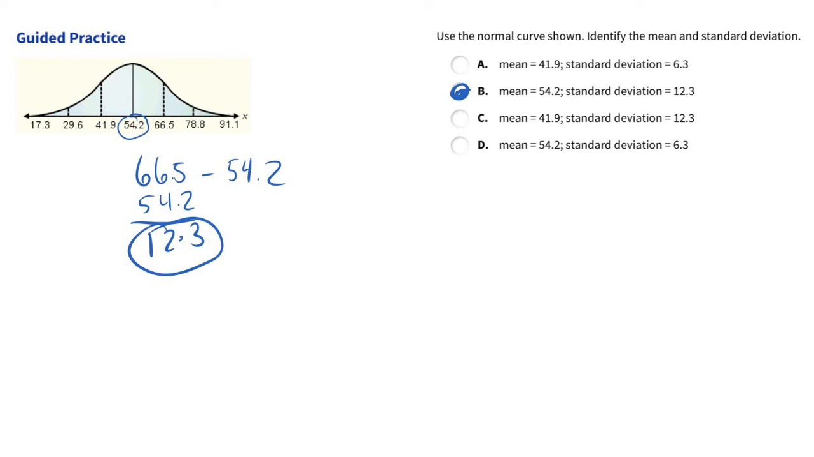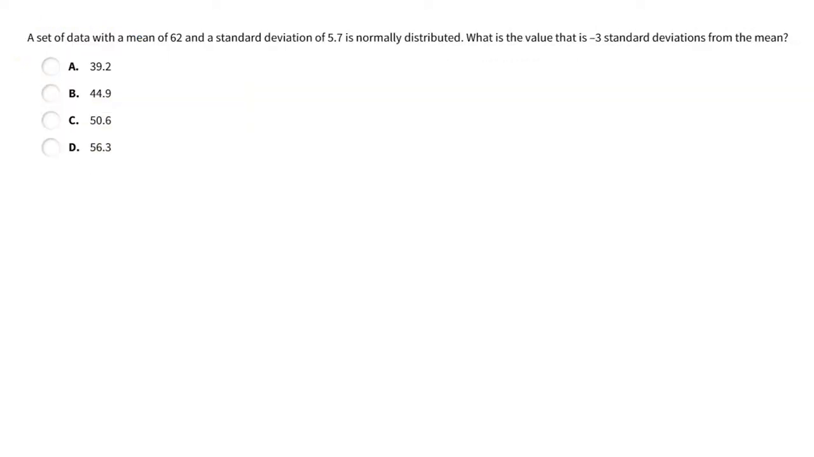So that previous curve just had a 0 here and a 1 and a 2. We call that a standard curve, where it's basically z-scores on the bottom. These are actual just raw data values. Okay, how about this one?